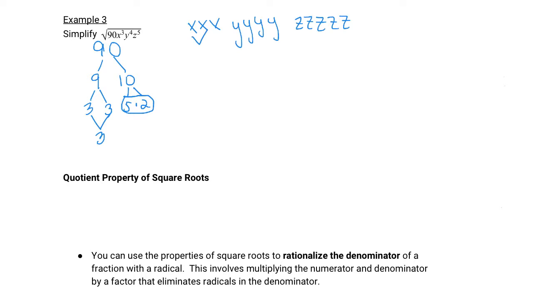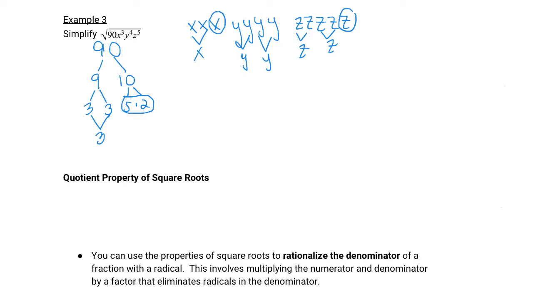Let's do the same thing for our variables. I've got a pair of x's, and then 1 single solitary x, a pair of y's, and another pair of y's. None remaining, by the way. A pair of z's, another pair of z's, and then 1 little baby z all by itself.